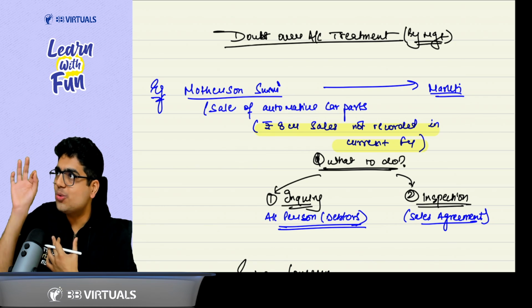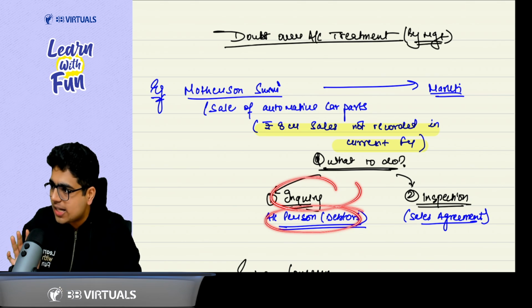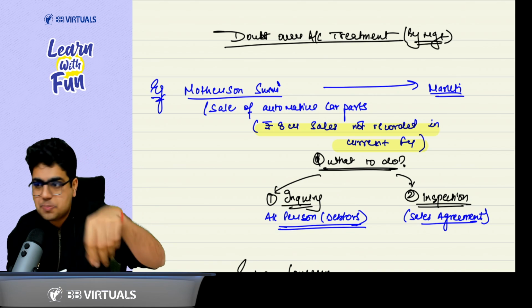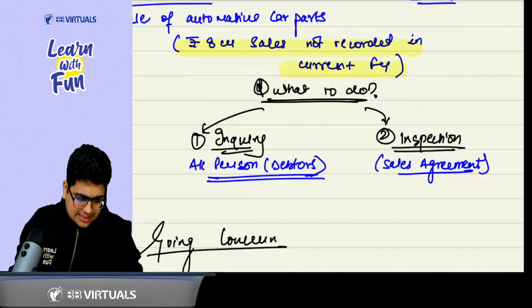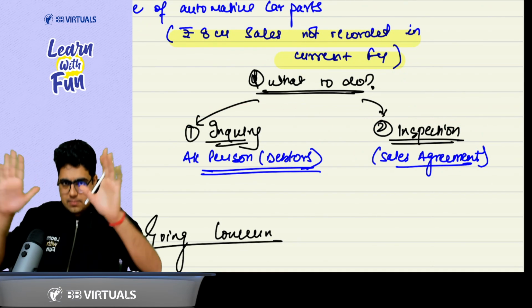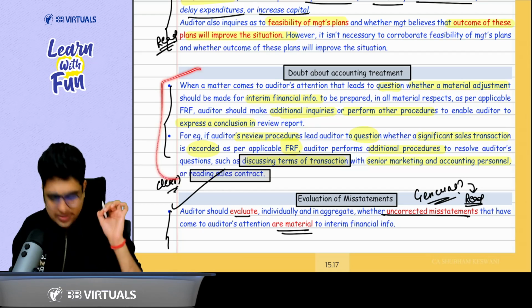Sir, you went to the accounting personnel. I went to the accounting personnel and did some inquiry. And he told me the accounting is done as per the contract. So the second thing I did was inspection of the agreement. Clear? Clear, sir. This is the same thing which is given here.